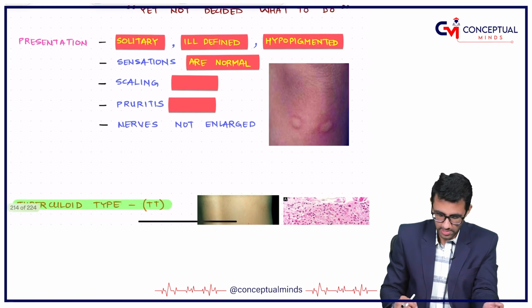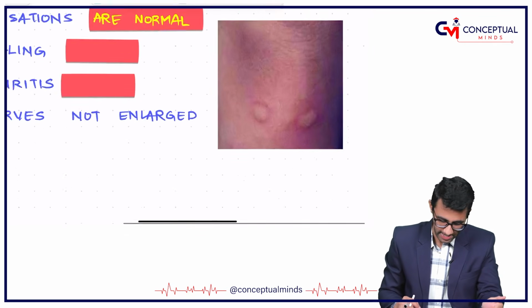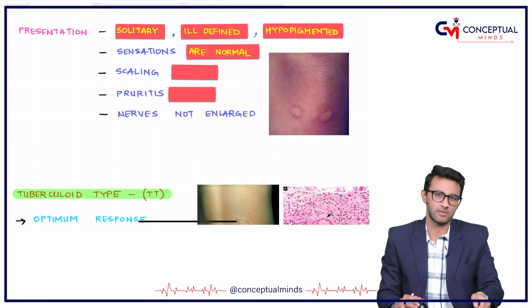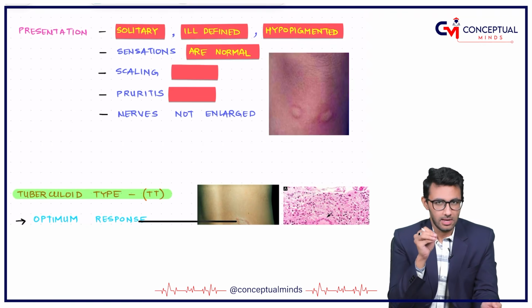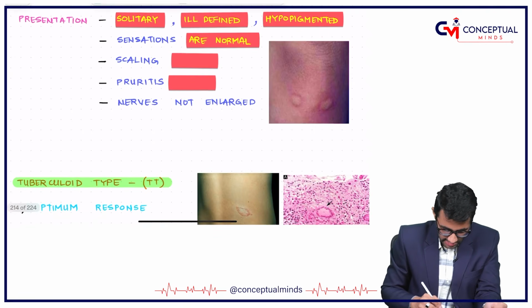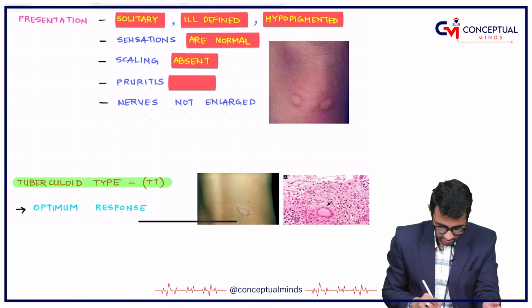Okay, how about the scaling? Do you see any scale, a collarette of scale appearance? Do you see some central clearing, peripheral scaling, anything like that? Nothing, right? So scaling is absent. The presence of scale is a characteristic feature of what? Pityriasis versicolor, right? So we see that over there. Scales are absent here. How about the pruritus? Negative, absent as well.